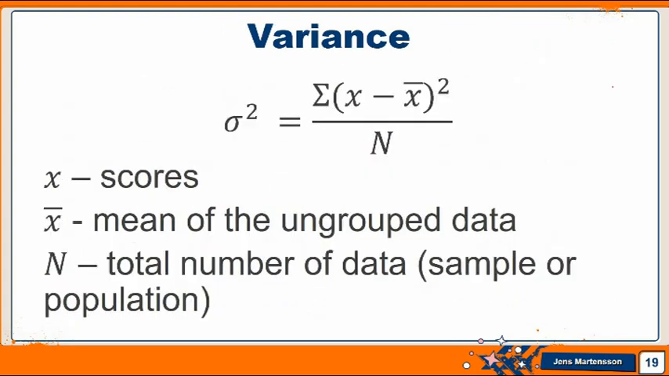The variance is given by the symbol sigma squared. It is equal to the summation of x minus the mean of the ungrouped data, squared, all over n, the total number in the sample or the total number in the population. Later on, I'll be showing you how to solve for the variance.